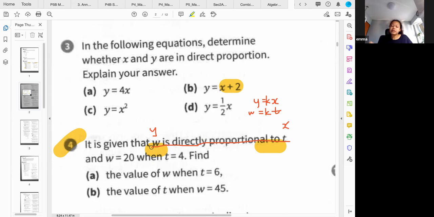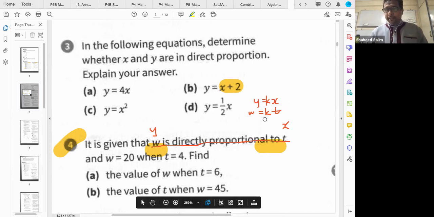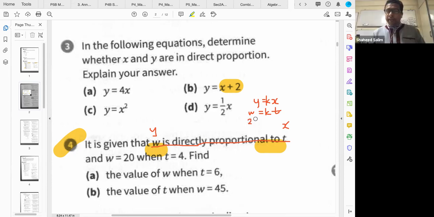W is 480. Wait, hold on, what is your K? 18. But you see down here, 20 is equal to K times 4. Correct. 4 is T. 80, or what?